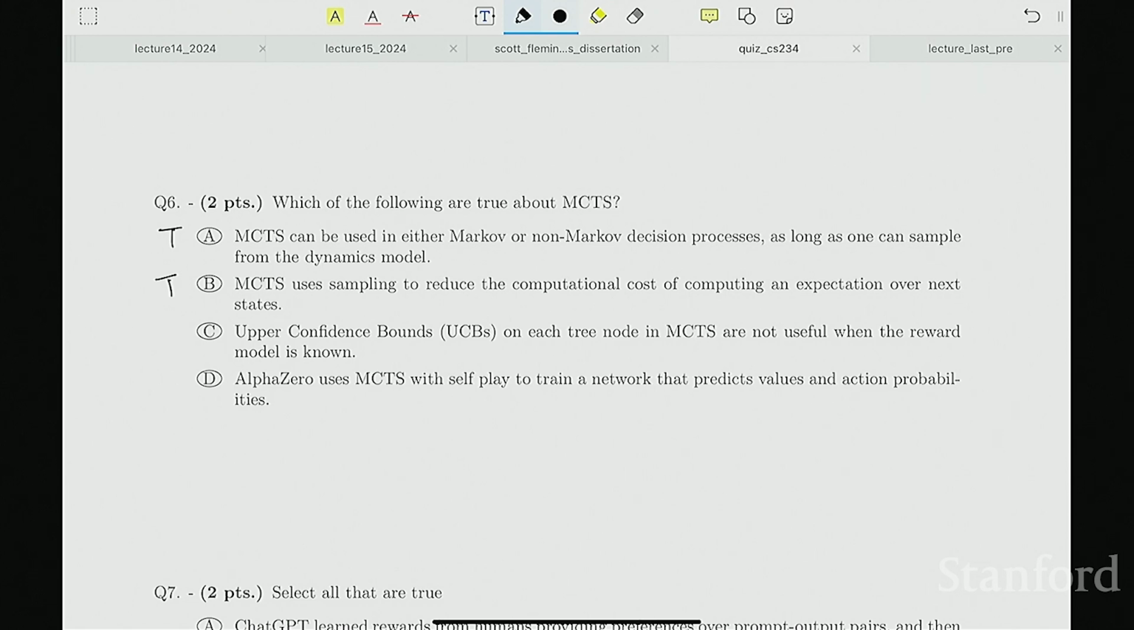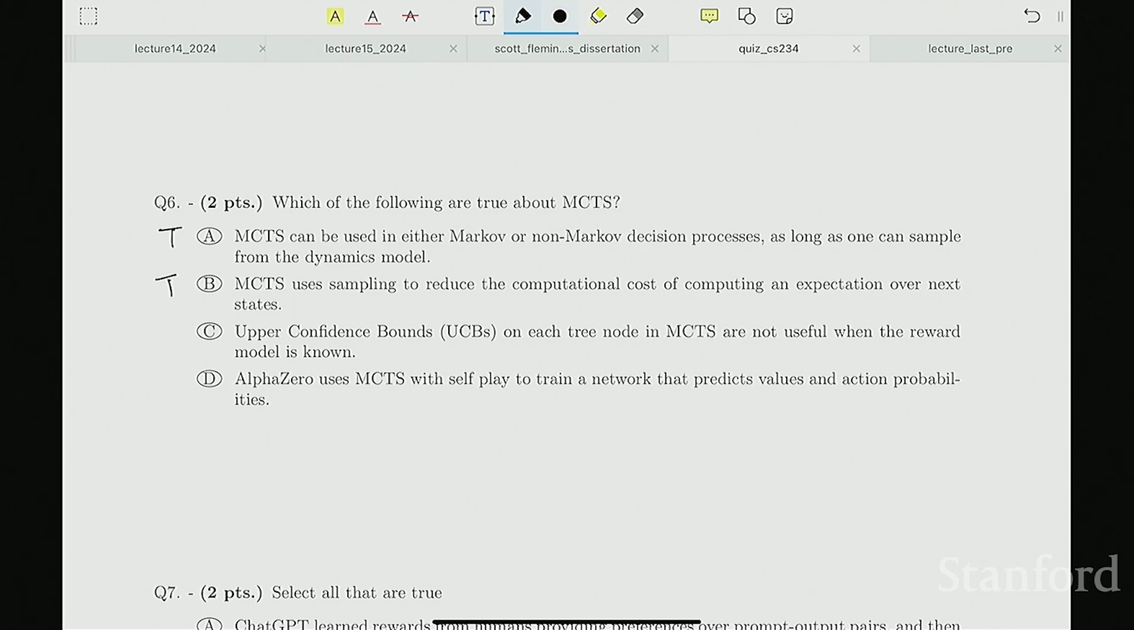And what it does there is it means that instead of having to enumerate all possible states, you can just sample a subset of them and still get an accurate estimation of the expectation. And the third is false.